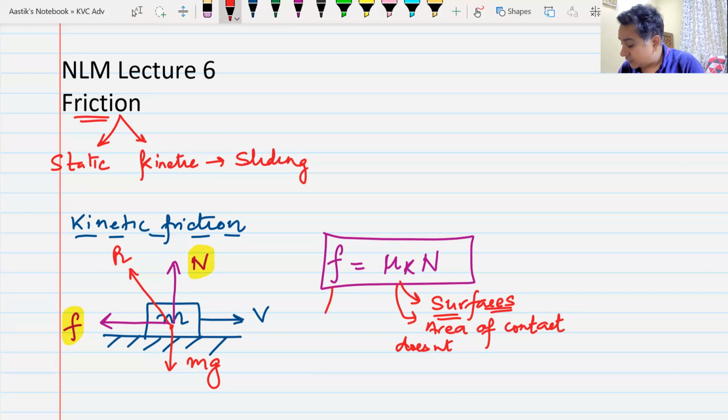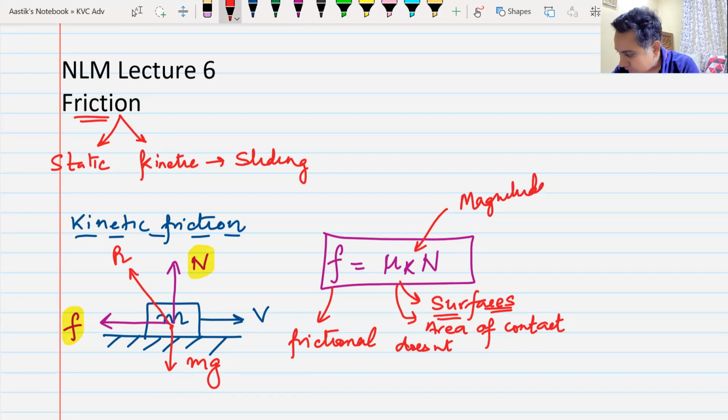This force is known as kinetic friction or kinetic friction force. I will just call it frictional force. And remember, what does this frictional force do? This frictional force is a force, so it has two things. This is the magnitude of the force. Do we understand this? This frictional force also has a direction. What is the direction of friction force?